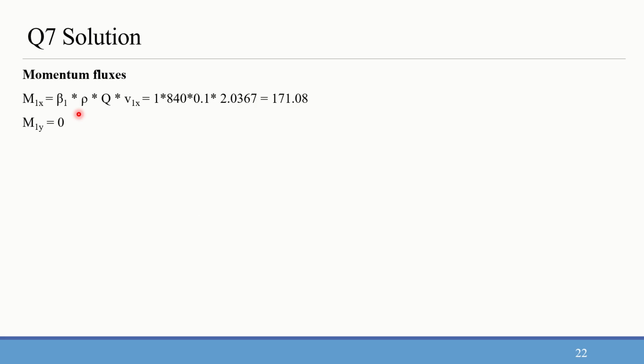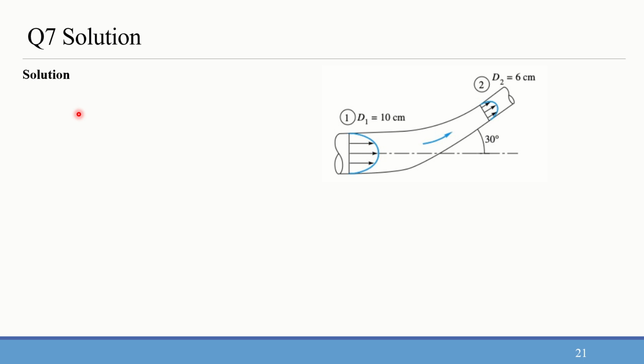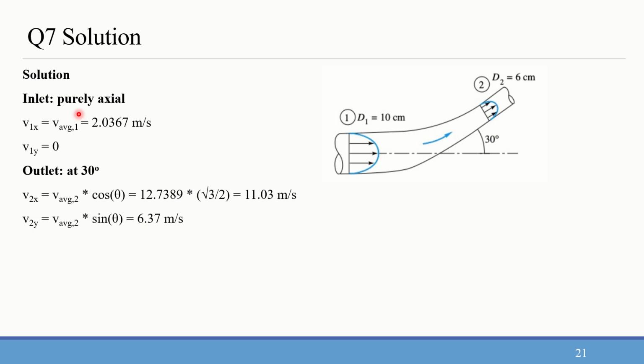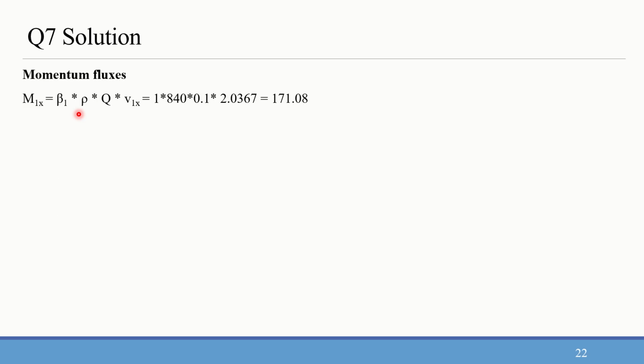What change did we make? We changed beta 1 and beta 2 to 1. Both we kept as 1 here. We are just neglecting the momentum correction factor in the problem solution. We are not making any other changes. So we are just neglecting the momentum correction factors and solving the problem similar to how we did before. There is nothing new in this.